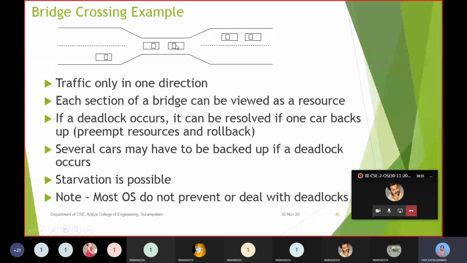Okay. So to resolve this deadlock situation, generally what we will do is move one car back so that the car in the other direction can move forward, and the traffic in that direction will be clear. After that, the car which backed up will be moved forward and the remaining cars in that direction will move forward, so the traffic will be cleared.